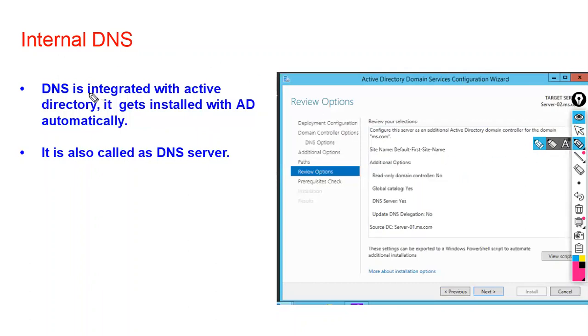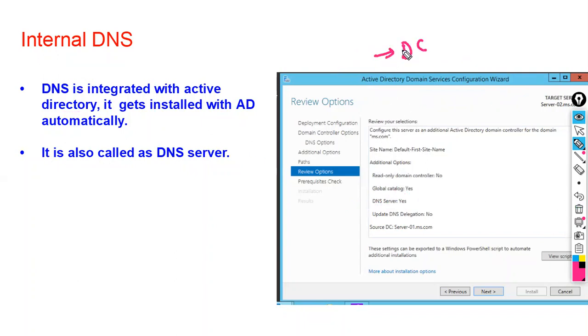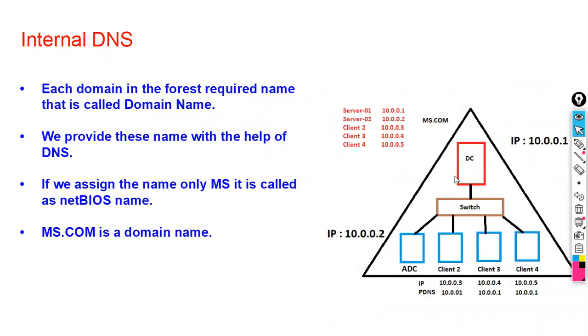So DNS is integrated with Active Directory. It gets installed with Active Directory automatically. If you remember, we have installed Active Directory multiple times, and DNS is also getting installed automatically. This is the Active Directory Domain Services, and DNS is installed automatically. And this domain controller has Active Directory and DNS service, so this domain controller is called a DNS server as well, because it has the DNS service installed.